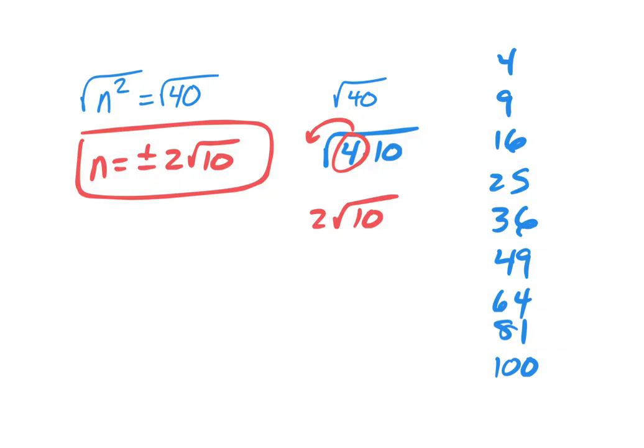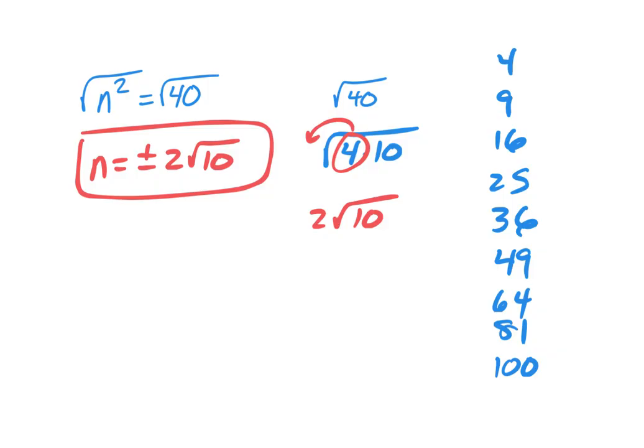You could still do the prime factorization here. The prime factorization would be 2 times 2 times 10. So you'd have a pair of 2s, and you'd still get 2 radical 10. So it really just depends on what makes more sense to you, as the pairs or just as a square root of what that number would be.